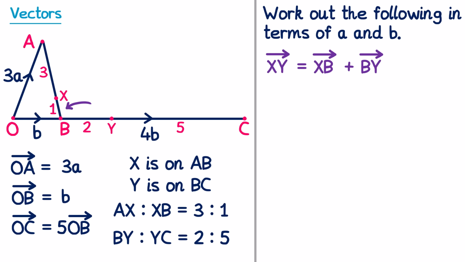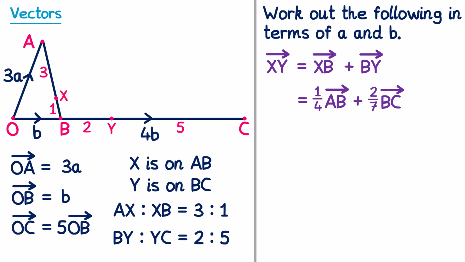In the same way that the vector from A to X was 3/4 of the vector from A to B, the vector from X to B will be just 1/4 of the vector from A to B. So it's 1/4 of the vector AB. We'll use this idea with BY as well. To get from B to Y, we're looking at this part here, which is 2 parts out of a total of 7 parts of the line from B to C. So this is 2/7 of the vector BC. Now we just need to work out the vectors AB and BC.